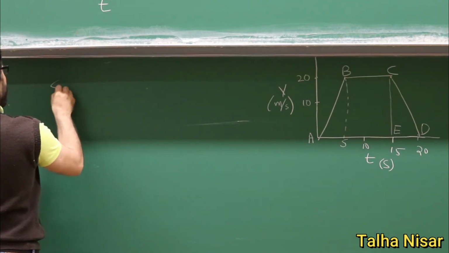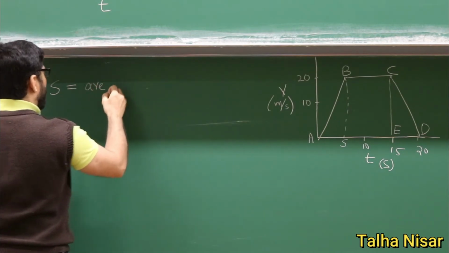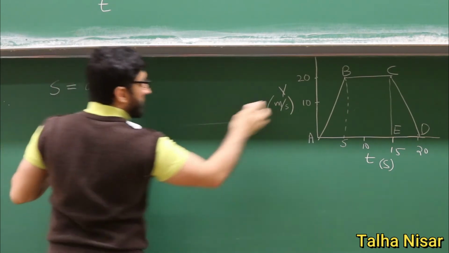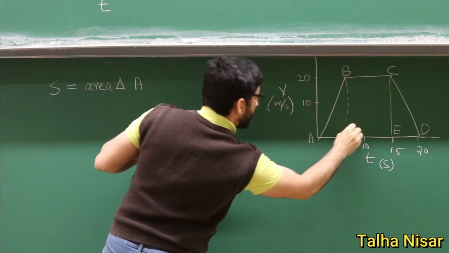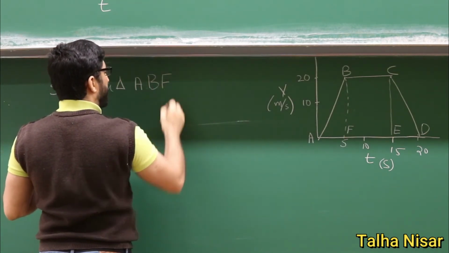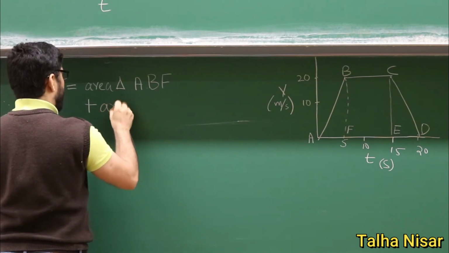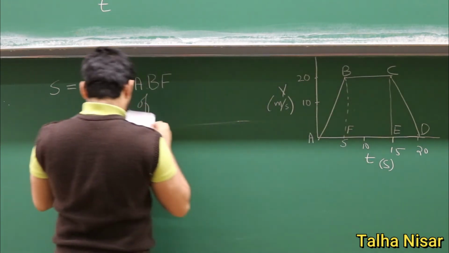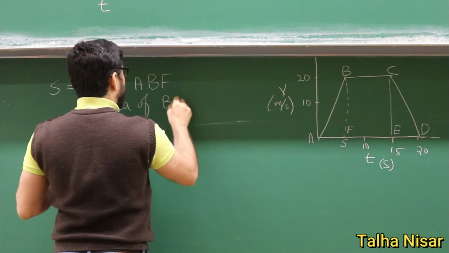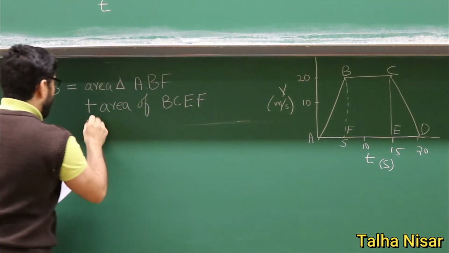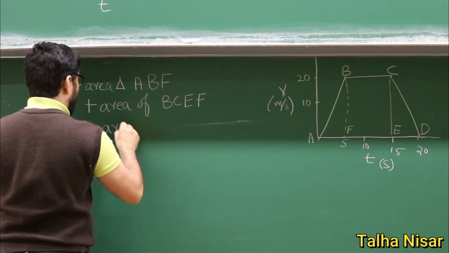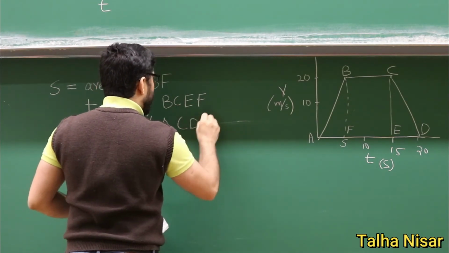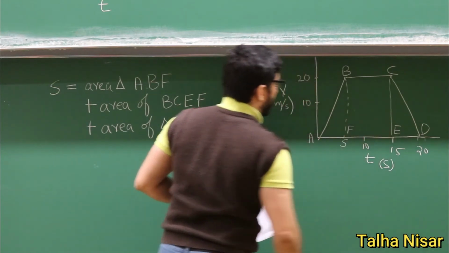So the distance that is covered here is the area of a triangle, which is A, B, F, plus the area of a rectangle, which is B, C, E, F, plus the area of the triangle C, D, F.